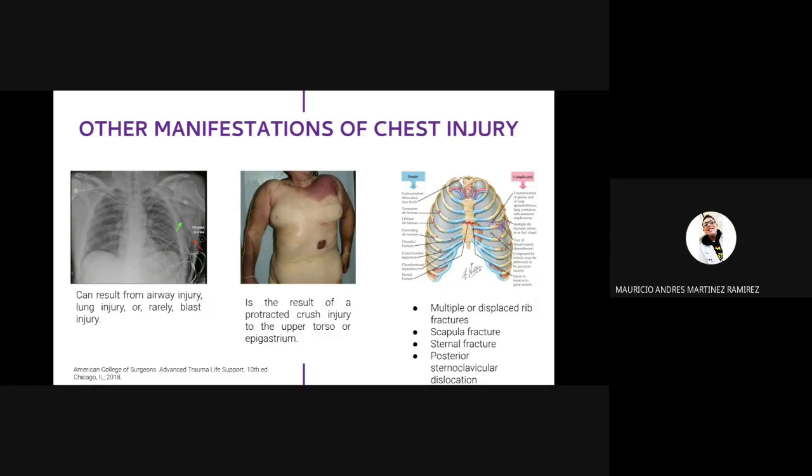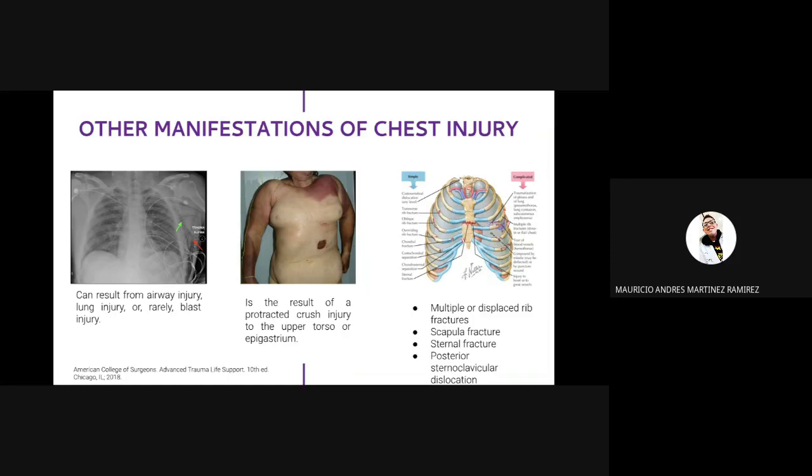Another thing that we can find associated with a crush injury to the chest is traumatic asphyxia, which includes upper torso, facial, and arm plethora with petechiae secondary to acute temporary compression of the superior vena cava. Massive swelling and even cerebral edema may be present. Associated injuries must be treated. This is the result of a protracted crush injury to the upper torso or epigastrium.